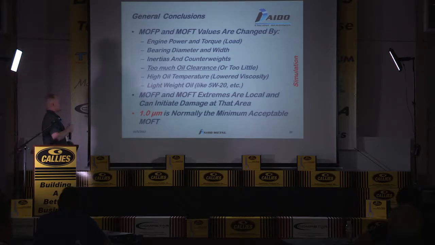So the minimum oil film thickness and maximum oil film pressure values are changed and affected by many different things. Obviously the engine power and torque, or the load, the bearing diameter and width, the inertia and the counterweights, your oil clearance, your oil viscosity. Many different things that you do as engine builders can affect the way that these engine bearings are going to perform and the amount of life that you're going to get out of those bearings.